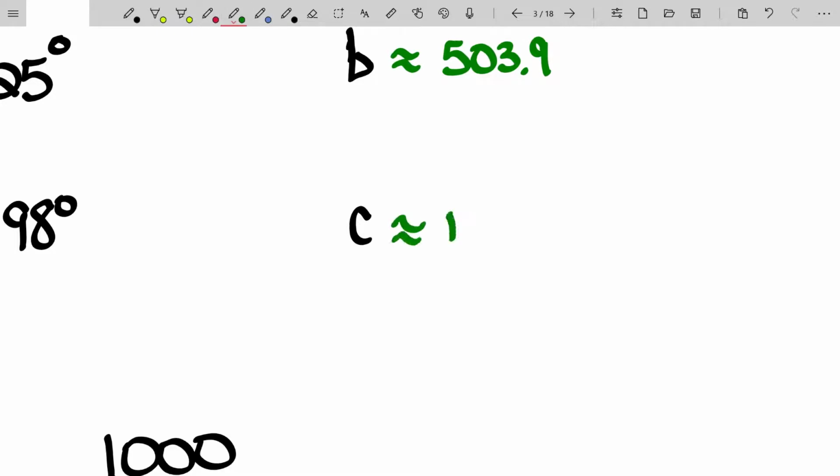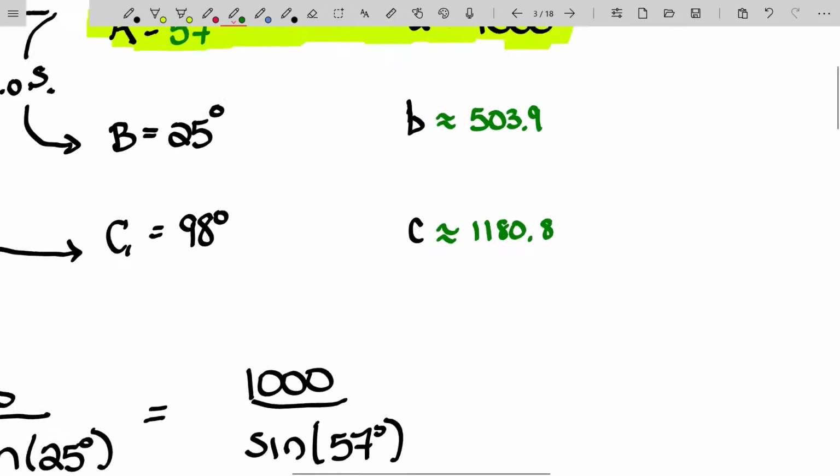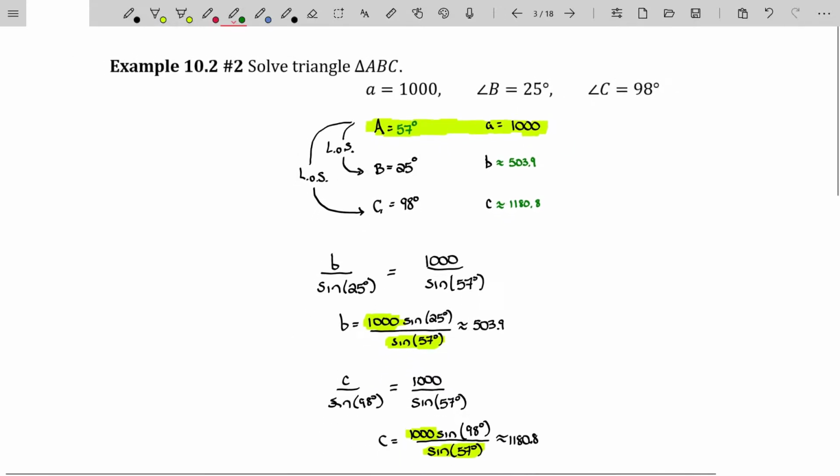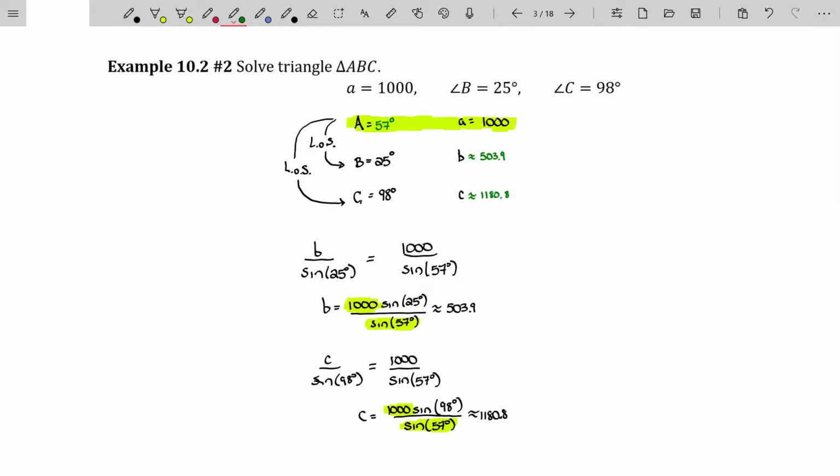And also notice that I'm arbitrarily just rounding to the nearest tenth. Please be aware there could be instructions that tell you to round to the nearest whole number or the nearest hundredth, right? So just pay attention to the instructions within the problems that you're dealing with.